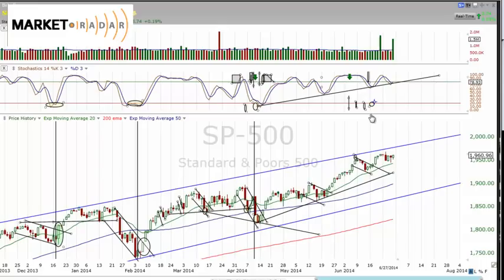So we came back down to that and then turned back up, broke out of this flag. We pushed a little bit higher, pulled back recently, and then we come right back to that trend line, and we're seeing this market bounce today. And just amazing strength in the market.